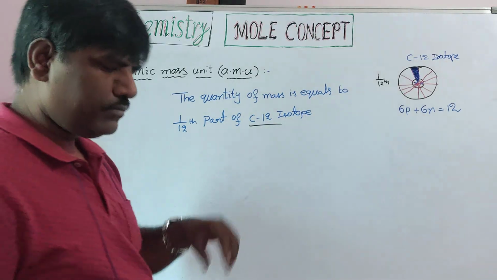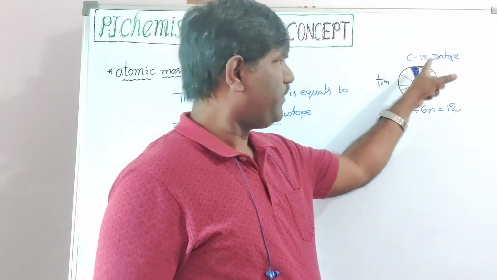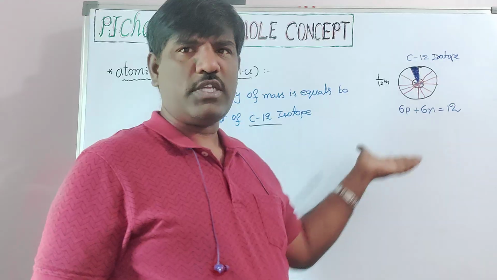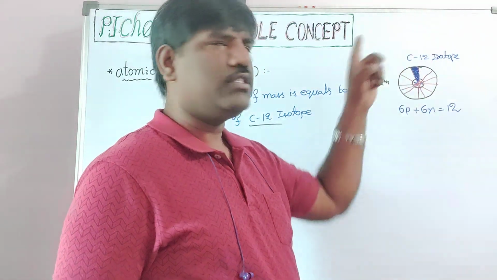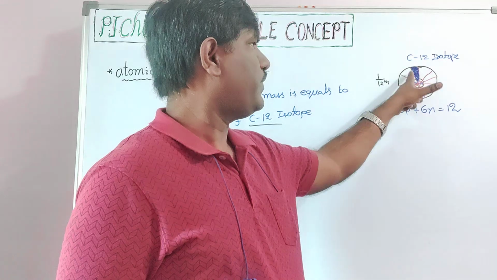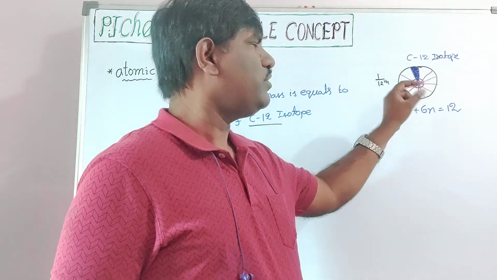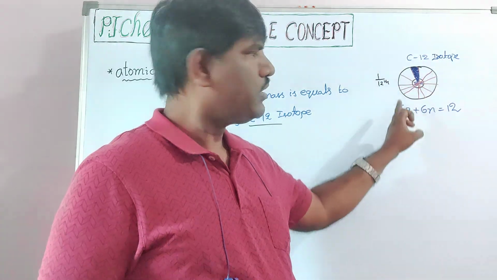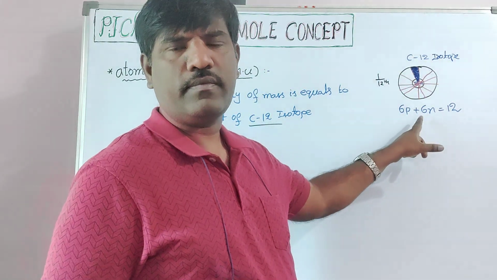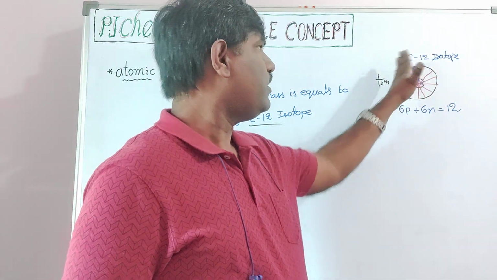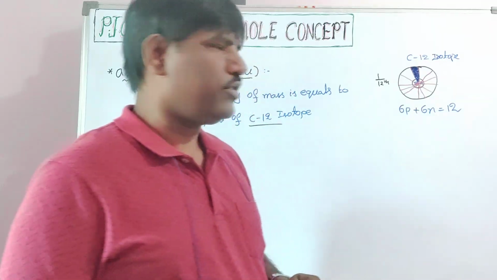Now, here what we divided into 12 parts is nothing but 6 protons, 6 neutrons only. Total 6, 1 unit is nothing but 1 proton. If you consider total 6 units, that is equal to 6 protons. Next, remaining 6 is nothing but 6 neutrons. Like that, 1 by 12 part of C12 isotope.